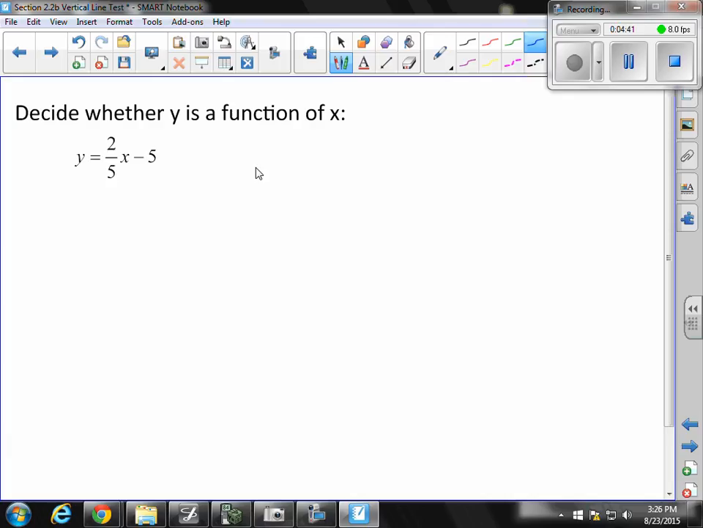Sometimes you're asked to determine whether a function, either in equation form or in function notation, f of x equals 2/5 x minus 5, is this a function, yes or no? And in this case, when I look at it, I think that's an example of a linear equation. It's going to be a line. I have x and y, but x is not in the denominator of my fraction. There are no radicals or exponents.